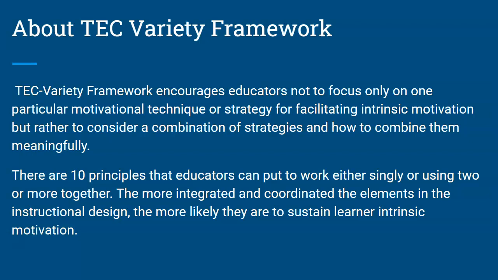And the 10 principles, the first one would be tone/climate. The second one is encouragement. The third one would be curiosity. The fourth one is variety. The fifth one is autonomy. Number 6 is relevance. Number 7 was interactivity. Number 8 was engagement. And number 9 was tension. And number 10 was yielding products. And all of these together are what makes the TEC Variety Framework.